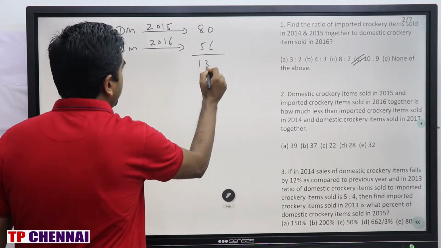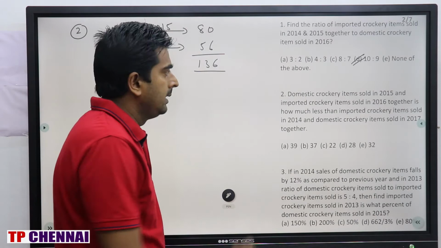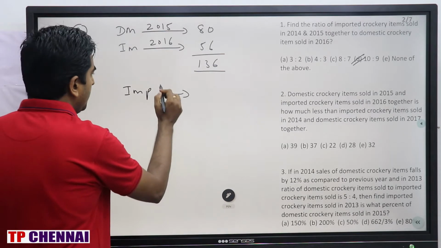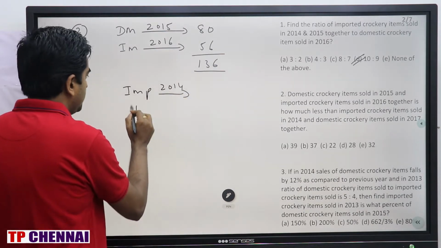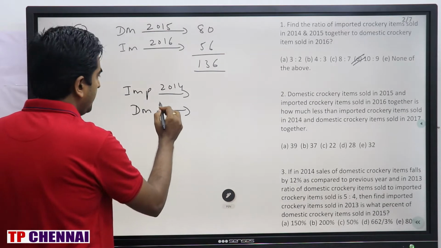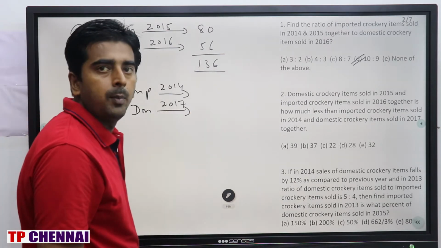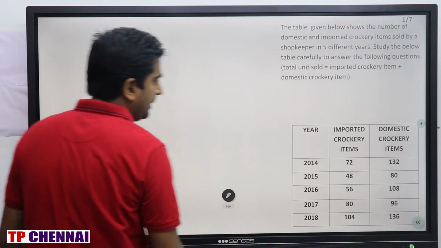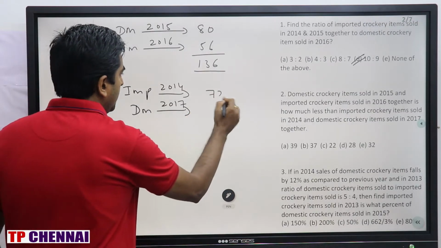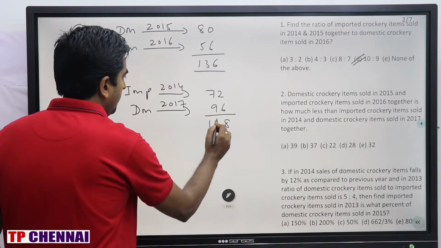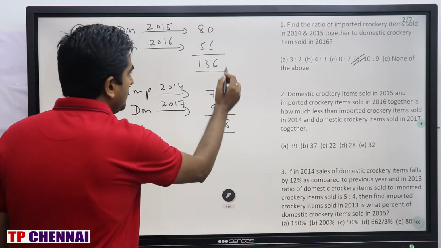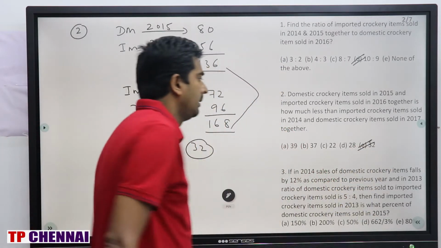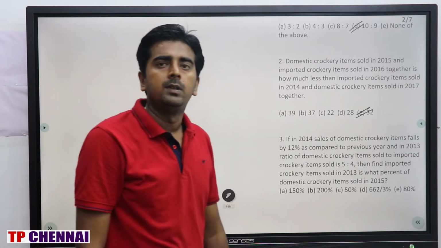What is the total? 136. Is how much less than imported crockery items in 2014 and domestic in 2017? Imported in 2014, domestic in 2017: 72 and then 96. What is the total? 168. So how much less is it? The answer is 32. So the answer is nothing but the fifth option. Clear? Now we'll see question number 3.